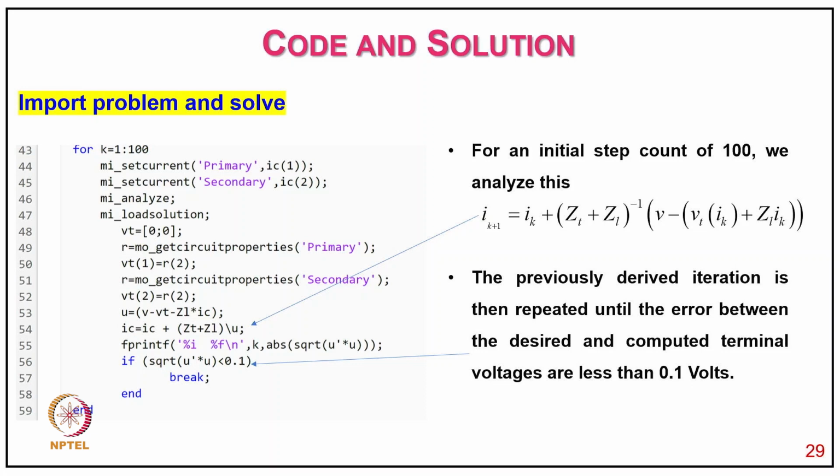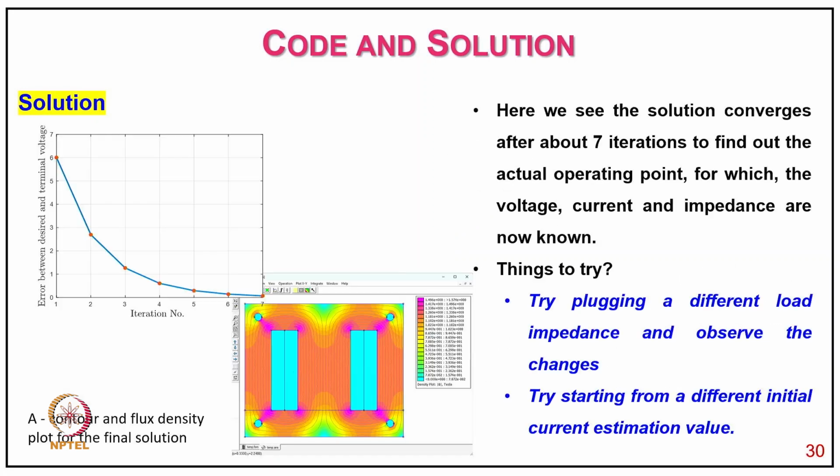We can analyze, and from this we can say I_(k+1) equal to I_k plus (Z_T + Z_L) to the power minus 1 into [V minus (V_T as a function of I_k plus Z_L I_k)]. The previously derived iteration is then repeated until the error between the desired and computed terminal voltage is less than 0.1 volt. And here is the solution.